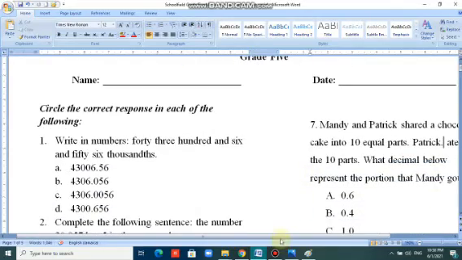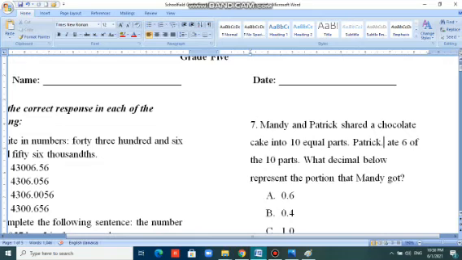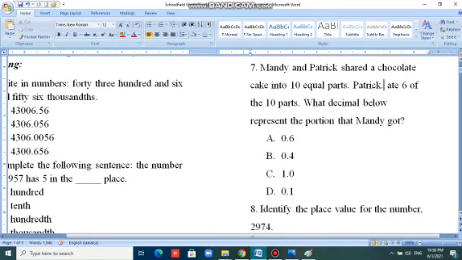Alright, so we look at number 7 now. Mandy and Patrick shared a chocolate cake into 10 equal parts. Patrick ate 6 of the 10 parts. What decimal below represents the portion that Mandy got? Now remember, it says Mandy and Patrick shared a chocolate cake into 10 equal parts. Patrick ate 6 of the 10 parts.